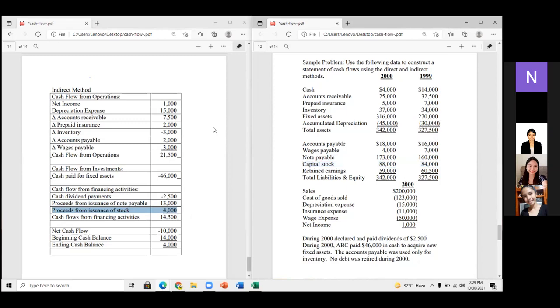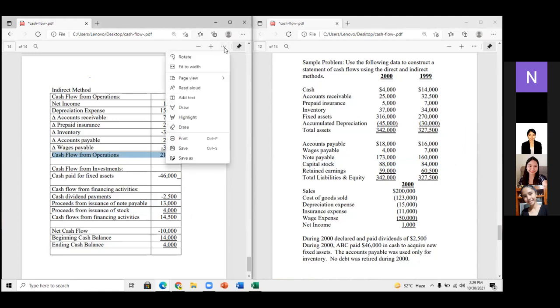18,000 na lang. And same procedure po, itong cash flows from operations.